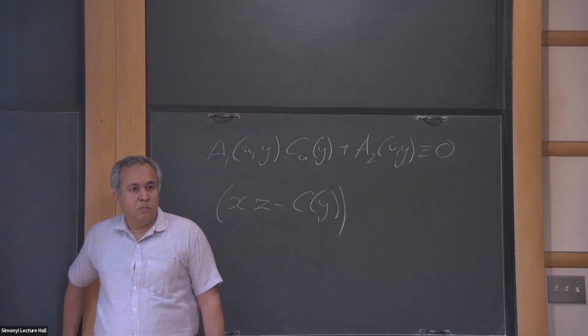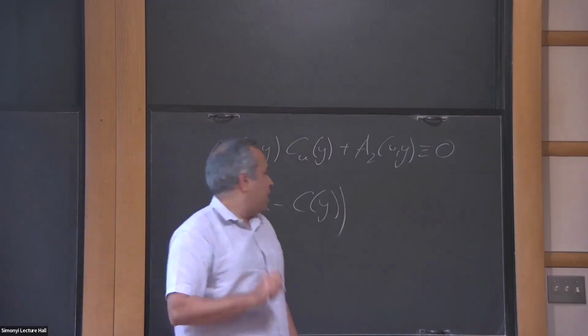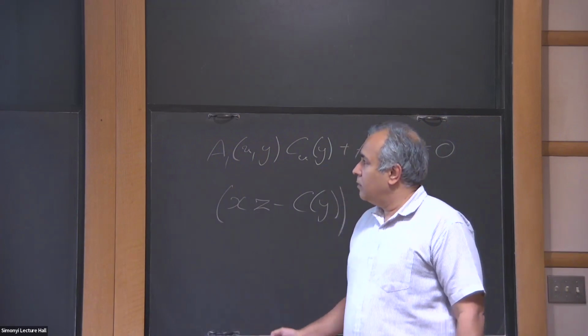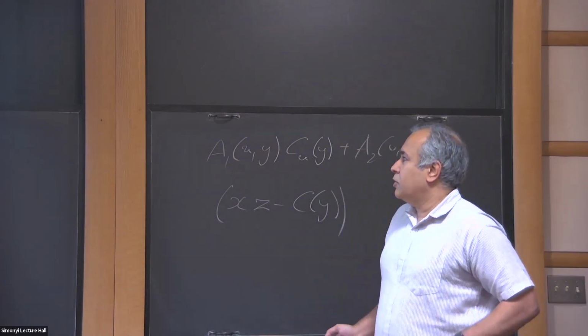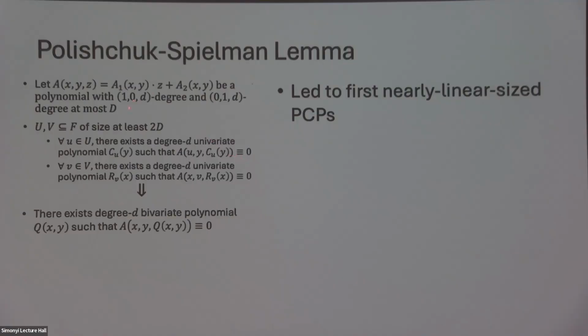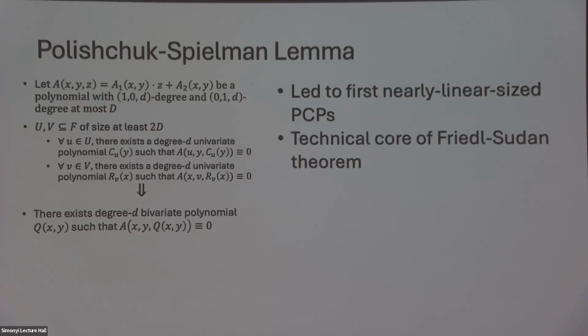Okay. The two directions are necessary for Polishchuk Spielman. One direction will not suffice. So that's the Polishchuk Spielman lemma. This led to the first nearly linear sized PCPs, and that was because of the relationship between D, what Avi was mentioning, this D was linear in small d, and the size of the field had to be only 2D compared to D. Everything was linear, therefore this led to the first nearly linear sized PCP construction. Polishchuk Spielman used it to construct PCPs. It also formed the technical core of Prahladh Sudan. I'll not get into this for this talk, but that lemma is proved using properties of an object called the resultant.